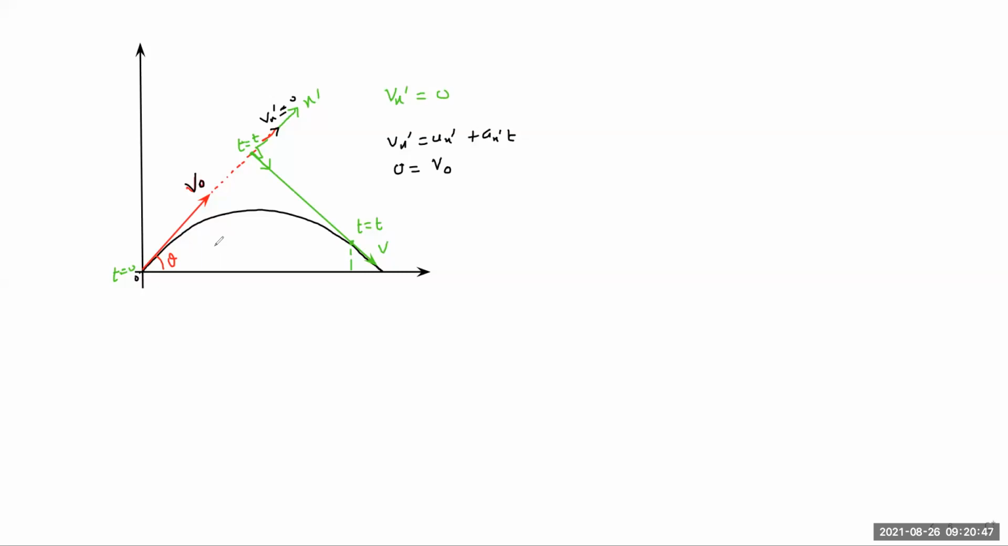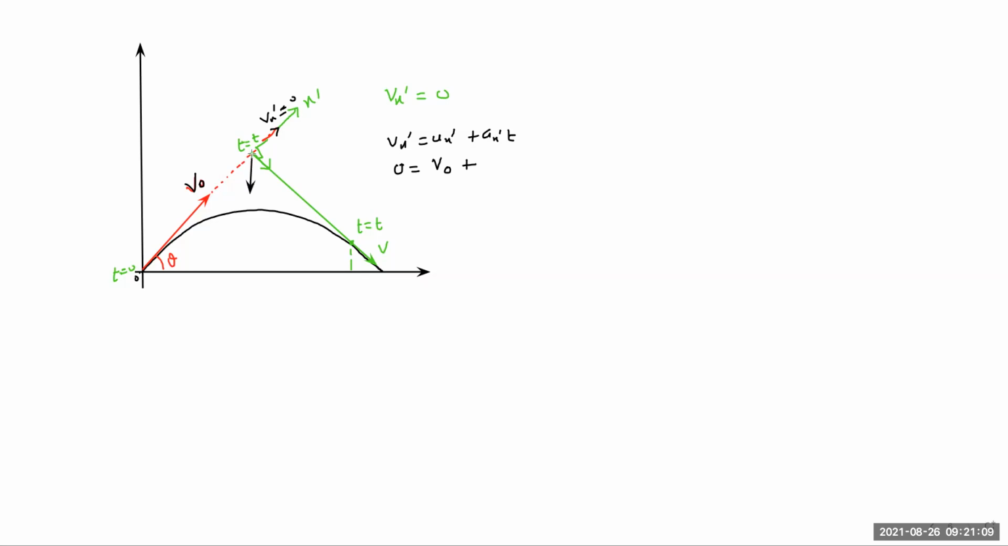V naught. So I think you're not getting this one. The velocity in the x dash direction: what was the velocity in the beginning? V naught, and now that became 0 after some time. Okay. What is ax dash? What is the acceleration in this direction?